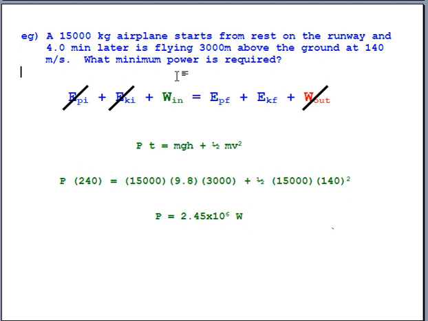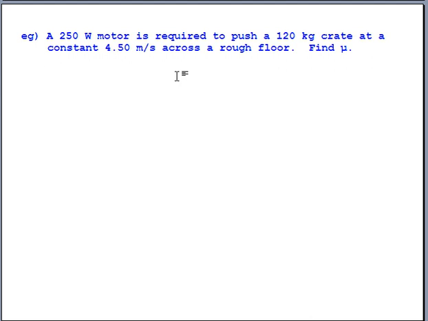Okay, it ends up being really big, 2.45 million watts. If you wanted to, you could say 2.45 megawatts, right? Kind of sounds cool. It's an option. You don't have to, but you could do that if you wanted to.